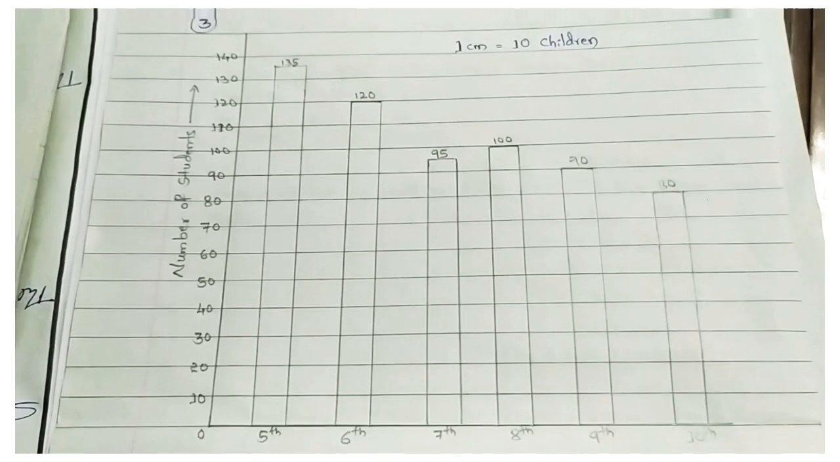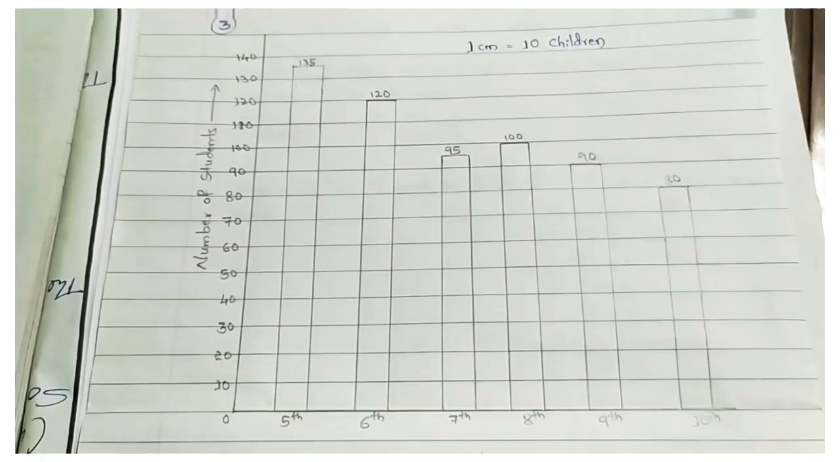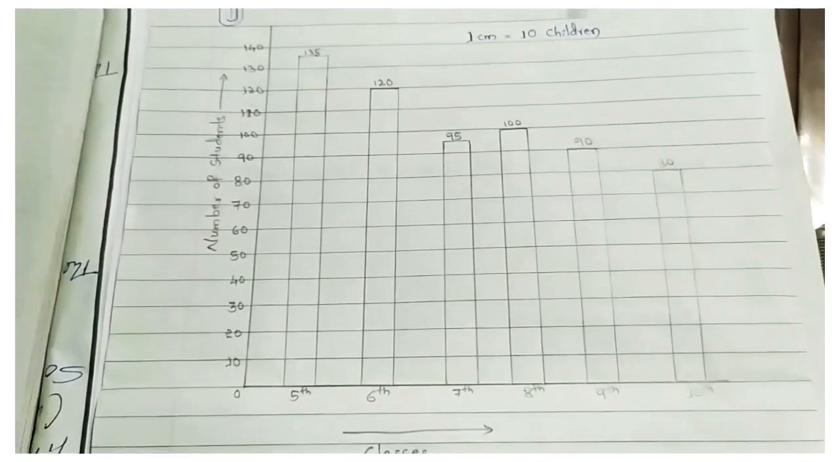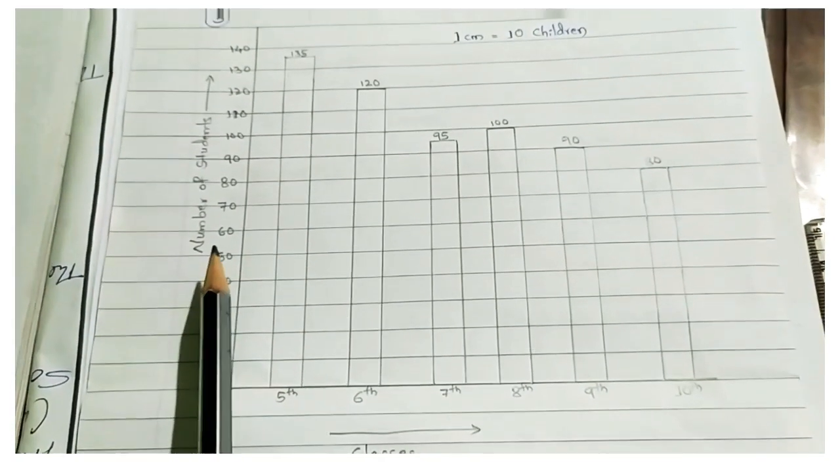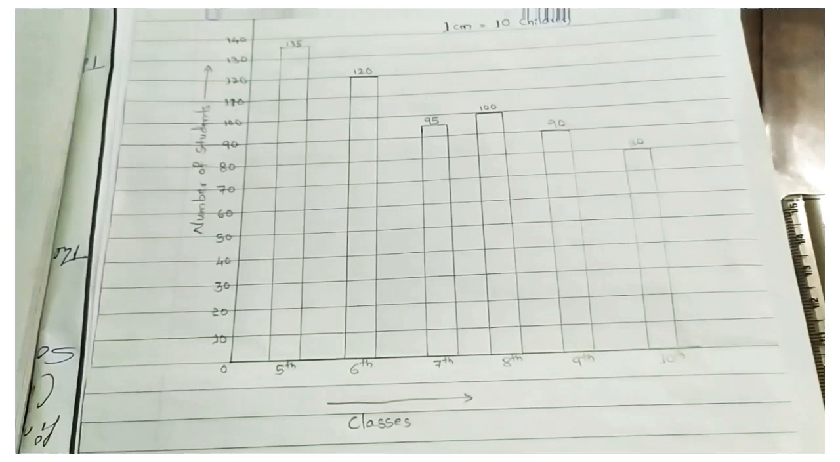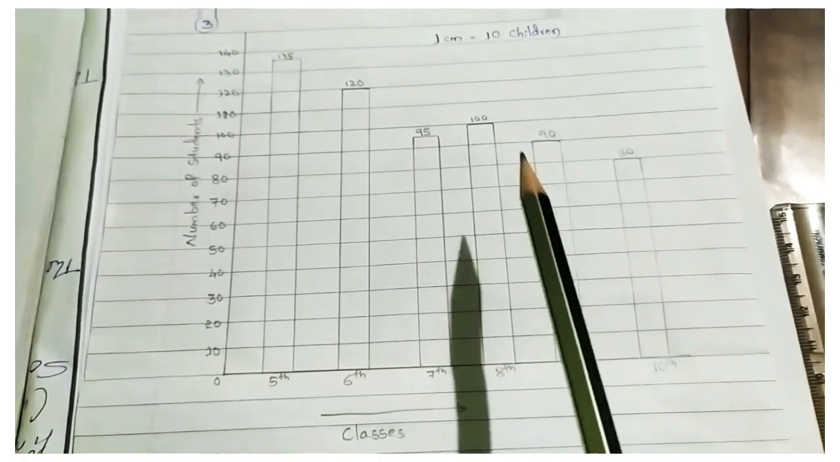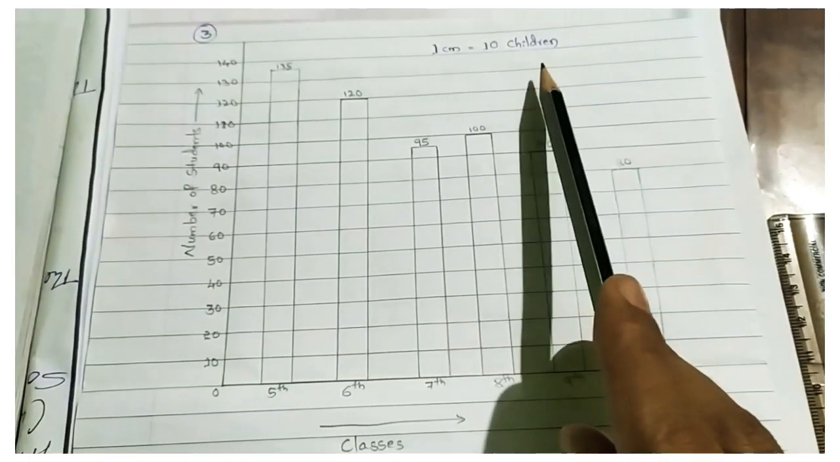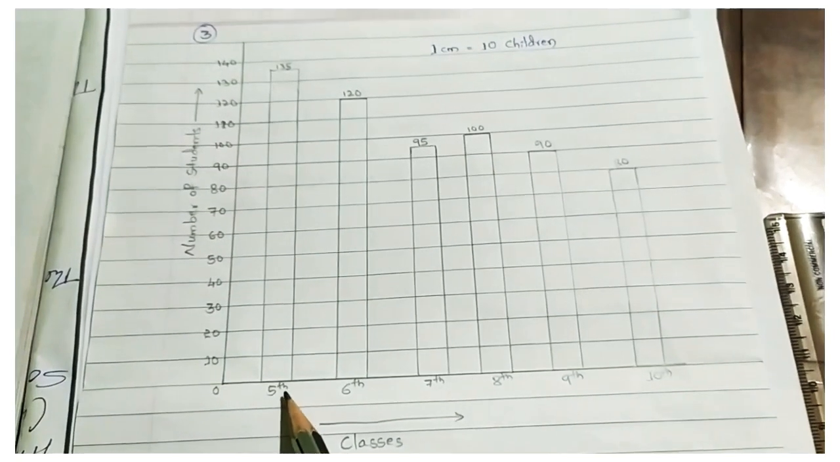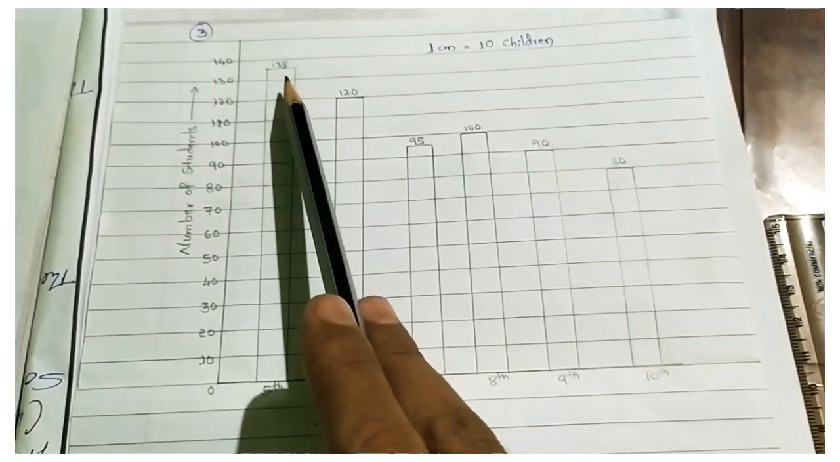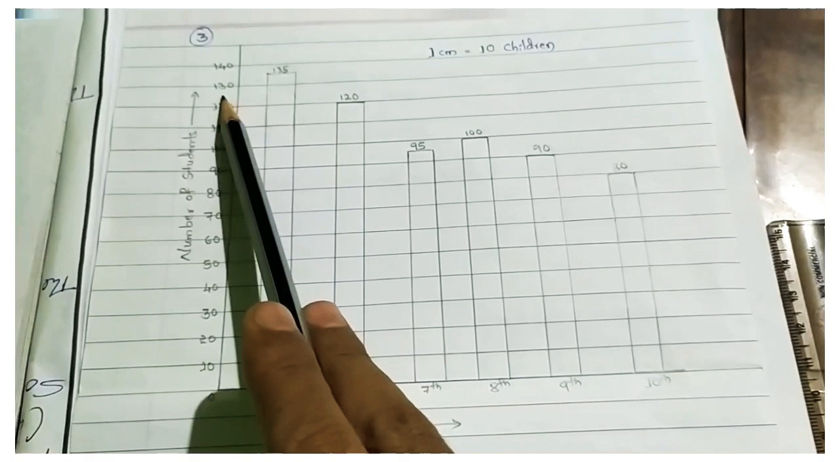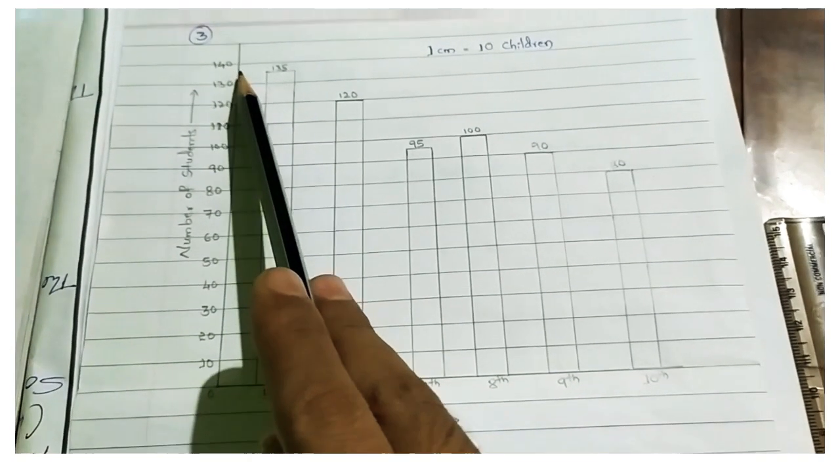Here will be the answer for the third question. Vertically I took number of students and horizontally I took classes. So 1 centimeter equals 10 children. In 5th class how many are there? 135. Where will it come? It will come between 130 and 140.